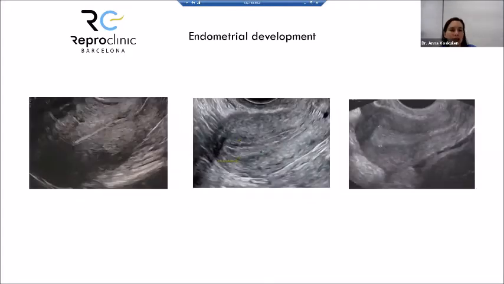And here we can see different ultrasounds. In the first one, we have the thin lining of the initial phase. Then in the second picture, we can see this trilaminar lining, like three lines, which is the pre-ovulatory endometrium lining. And in the third one, we can see this hyperechogenic endometrium, which is the one we have during the secretory phase. With this picture, we can see that we have progesterone influence.